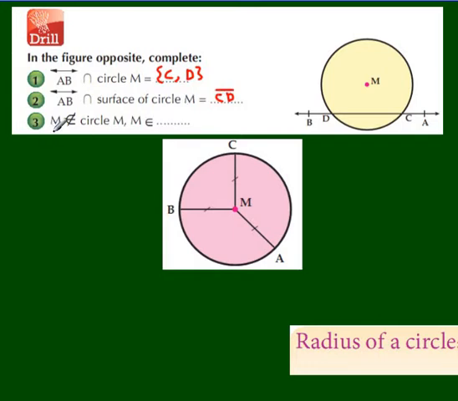Number 3, M doesn't belong to circle M. M belongs to what? Yes, M is not on the circle, but M is inside the circle. That means M belongs to surface of circle M.